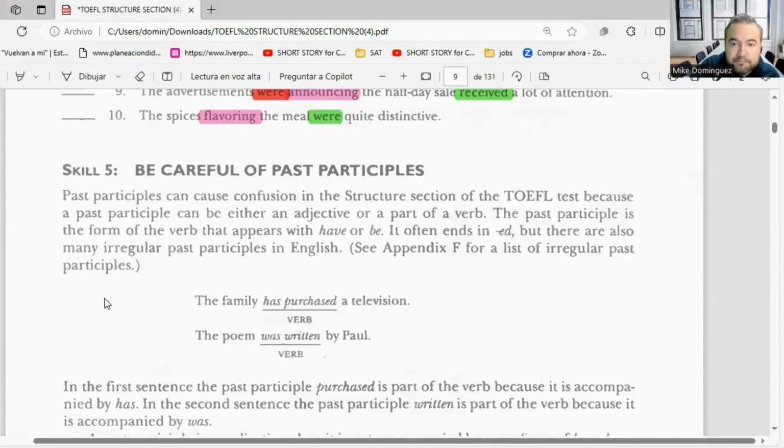See appendix insert. Example: The family has purchased a television. The poem was written by Paul. Okay. Very good. In these two types of verb forms, where the auxiliary is has or was, we need the participle form of the verb. For example, purchased and written are forms of the past participle of the verb.